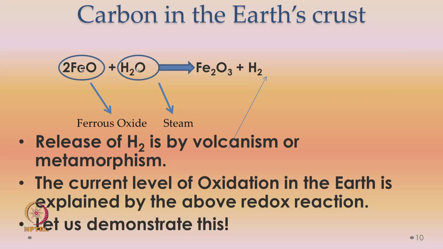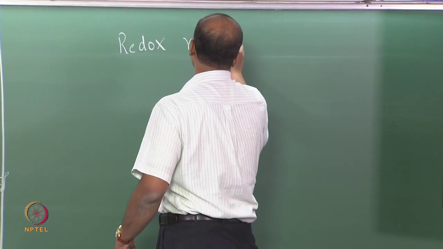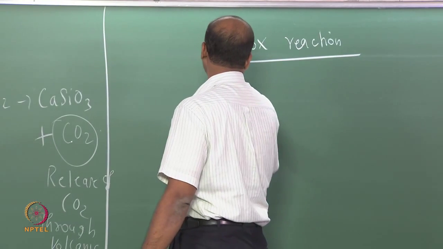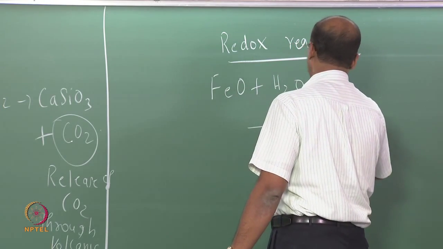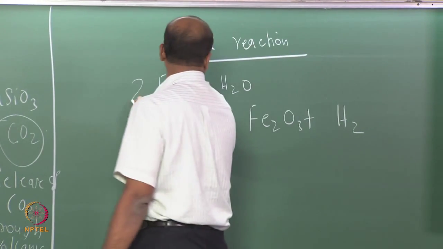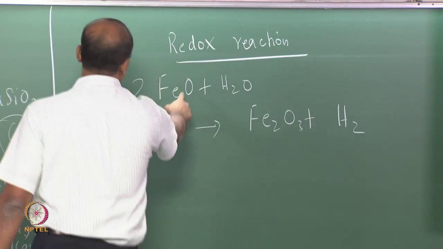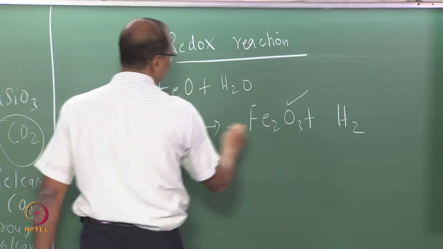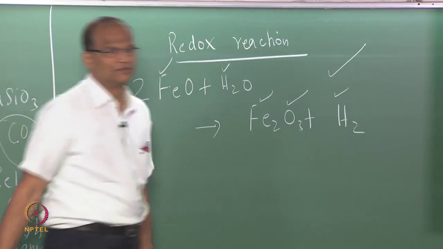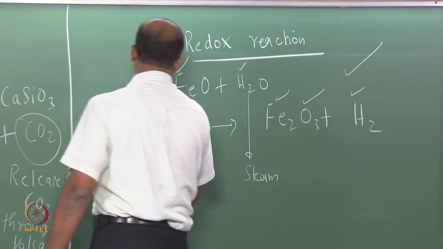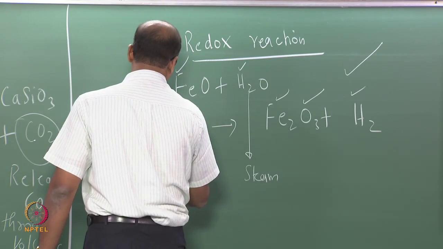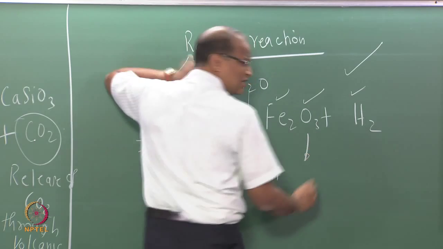Now, you have to copy down this equation. Ferrous oxide plus H2O results in Fe2O3 plus H2. Let us write this. FeO, it isn't getting balanced; 2 O plus 1 O is 3, 2 Fe, H2, so it is balanced. This water is actually steam. This is ferric oxide. There is some Fe3O4 also.